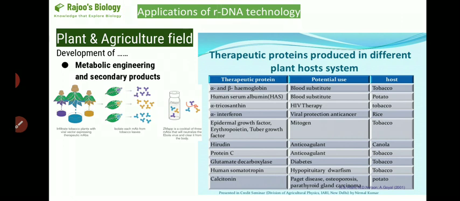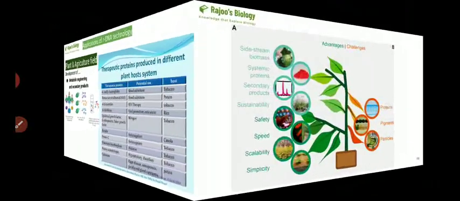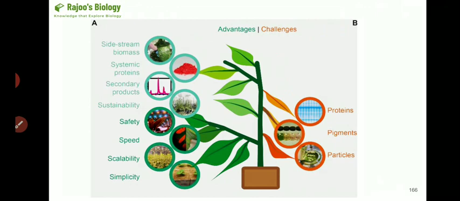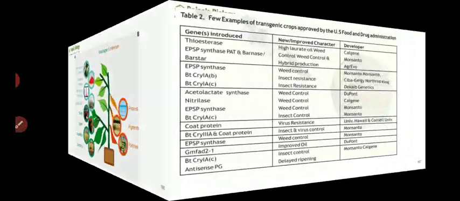Calcitonin, a vitamin D stimulator, is for the treatment of osteoporosis and parathyroid gland carcinoma, and it is produced from the potato. So very good examples are listed here. They are the therapeutic proteins produced in different plant host systems. So this is all about the plant agriculture field, where rDNA technology is useful in a variety of ways.